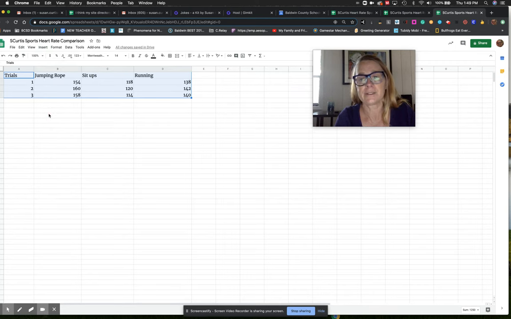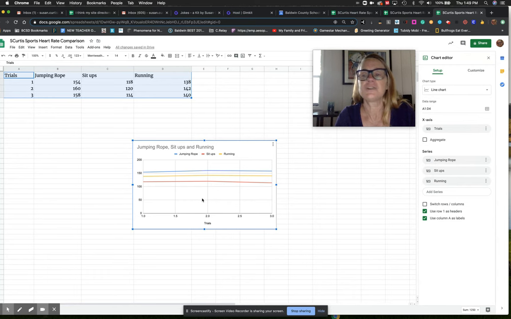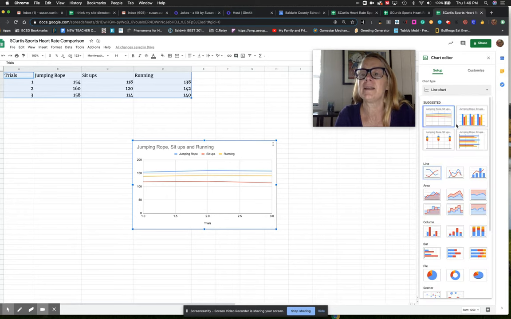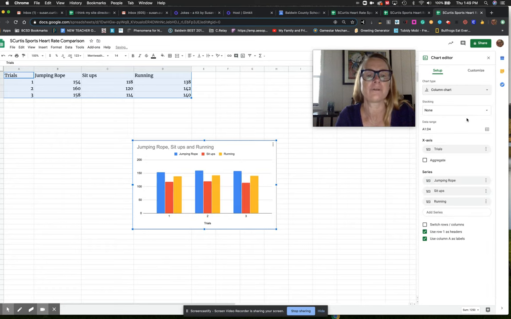And you give your computer a second to work. Now, notice this chose the line graph. Well, I'm not comparing anything across time, so I don't really want a line graph. I'm comparing different sports to each other. So what I really want is a bar graph, a column chart. So I'm going to choose column chart.